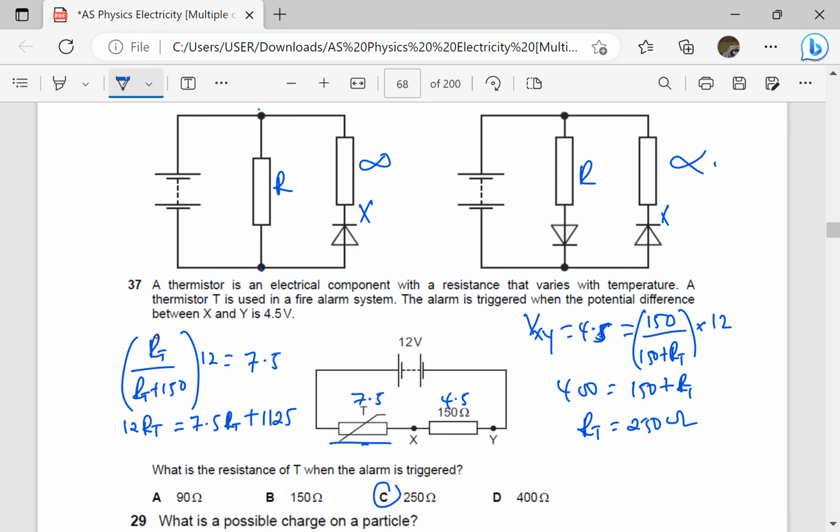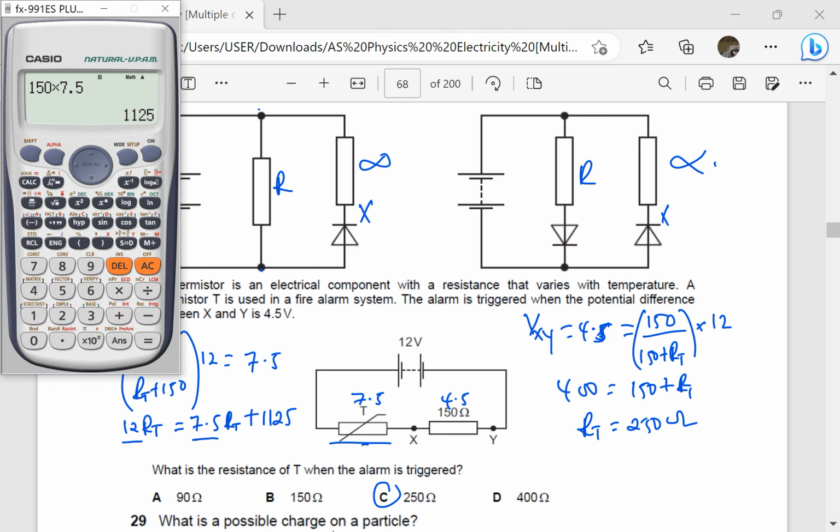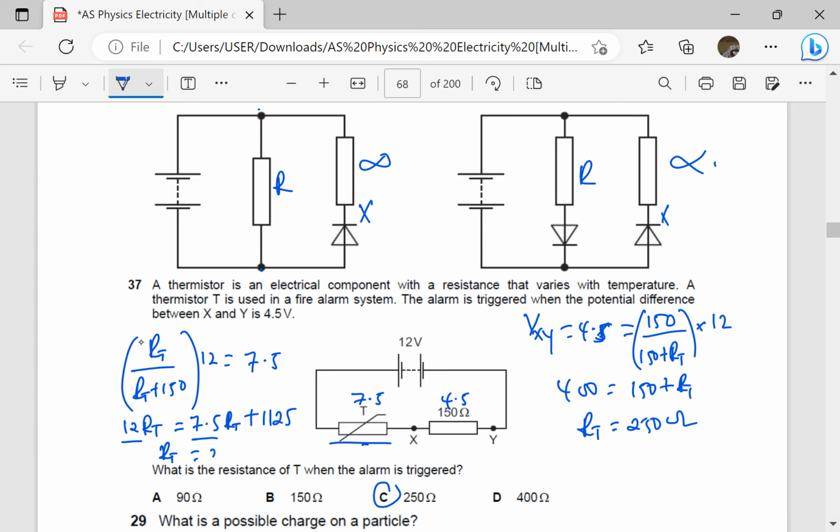That is 1125. Collect like terms. So I'll say 12 minus 7.5, that is 4.5 RT is equal to 1125. Then I will divide 1125 by the answer. That is 250 ohms.